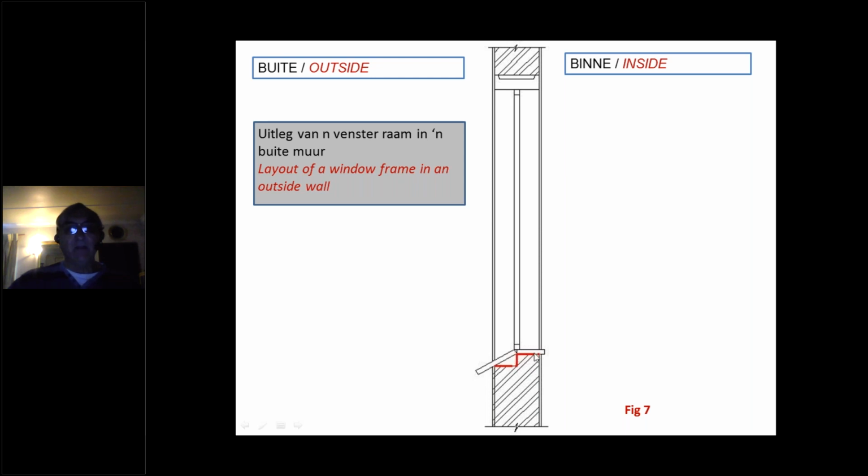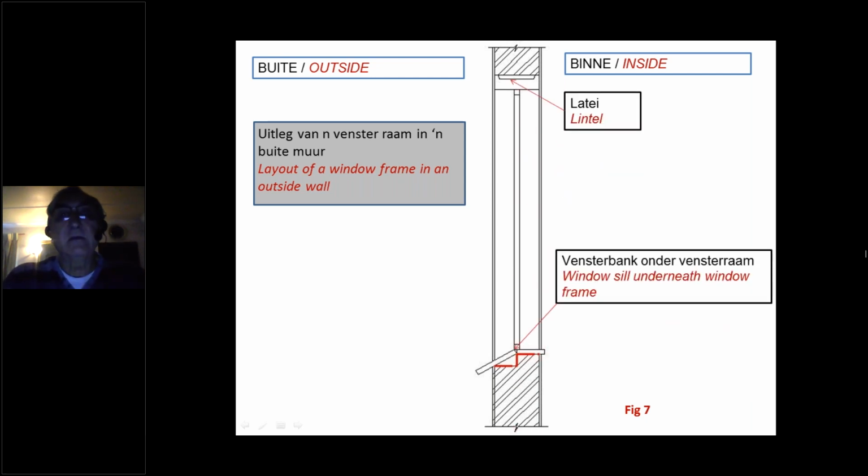Again, you see that is the way that you show the damp course, just a thicker line. And this is the distance, that's the lintel, that's on top. They will give you the size of the lintel. According to the size, there's the windowsill, vensterbank.